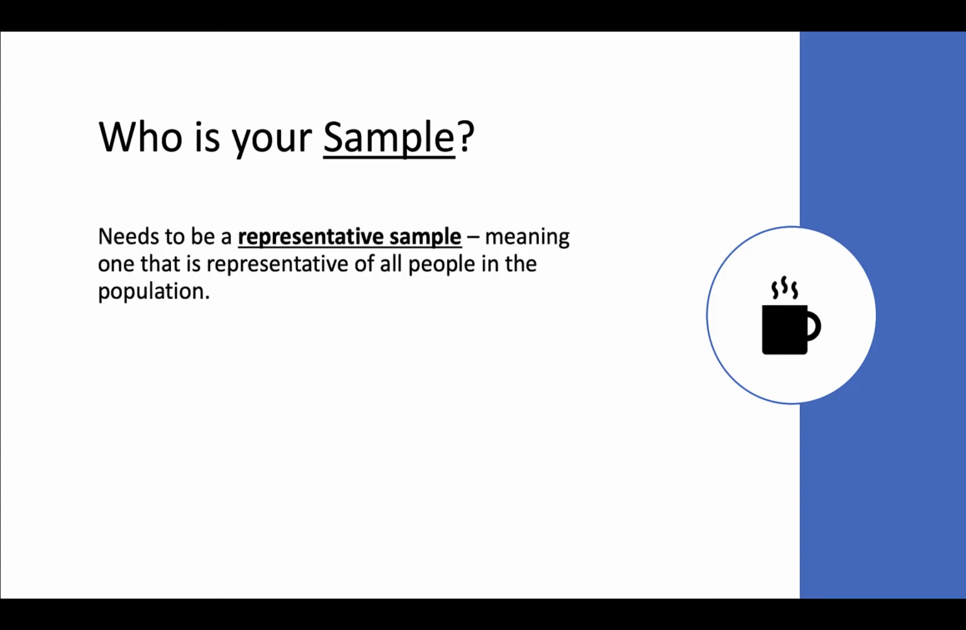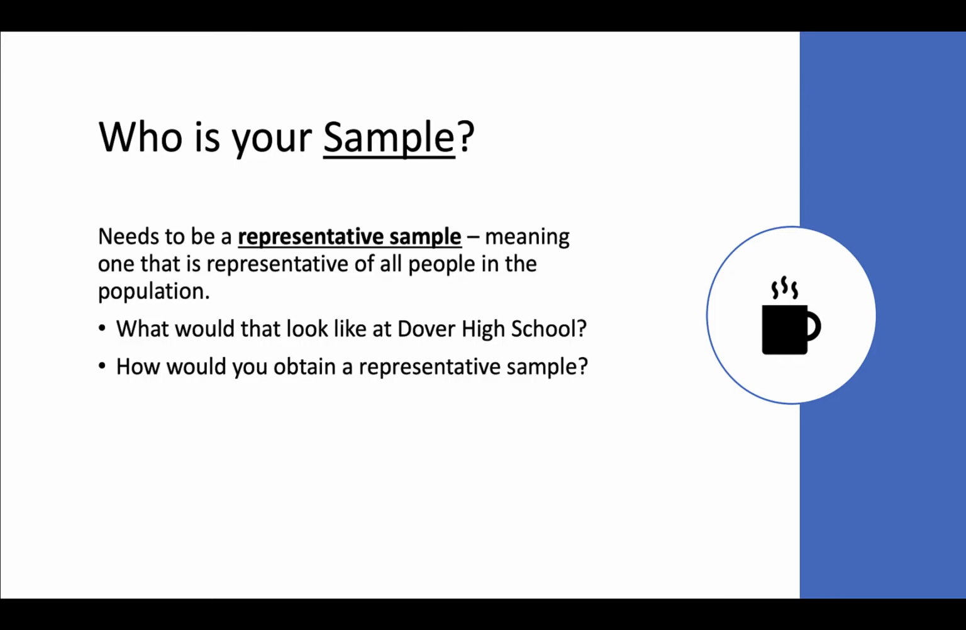So in our sample here for Dover High School, in the same way in research as with the bottle, our sample has to kind of represent that bottle of perfume. It has to represent the population that it came from. Our representative sample has to come from the population, and it has to be representative of all the people. So it has to be representative of all the teachers, not just some of the teachers, but all of the teachers. So what would that look like at Dover High School, and how would we obtain a representative sample?